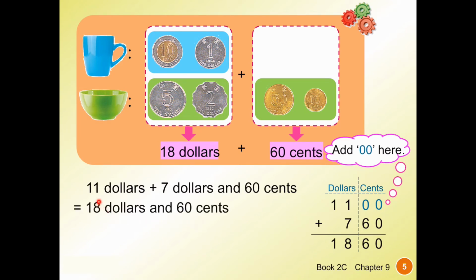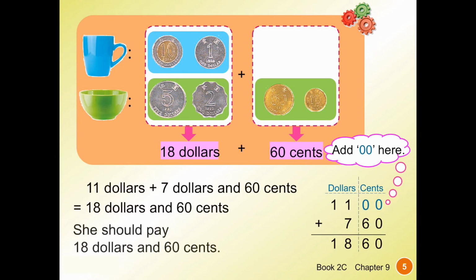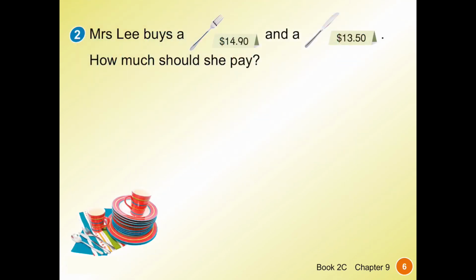So this is the format that we'll write when we have a word problem. You do have to write like this: $11 plus $7.60. And then for the answer, you write in this kind of format. Because this is a word problem, so do not forget about the sentence. She should pay $18.60.